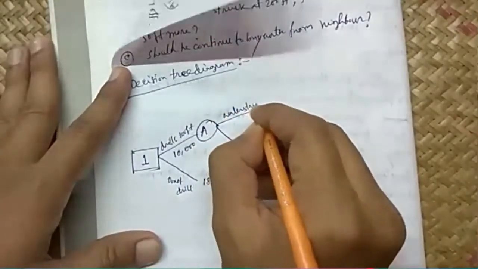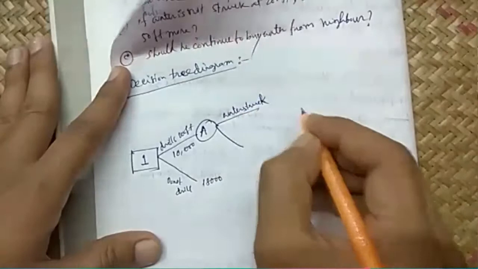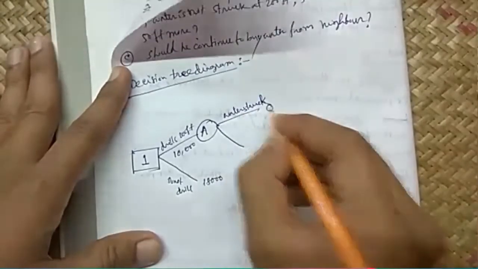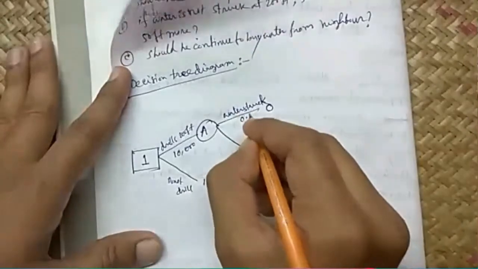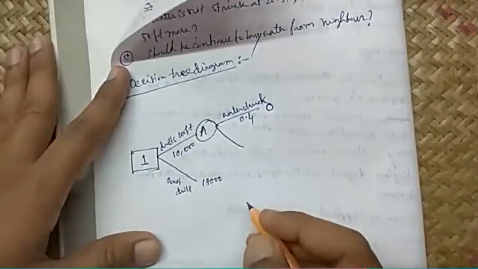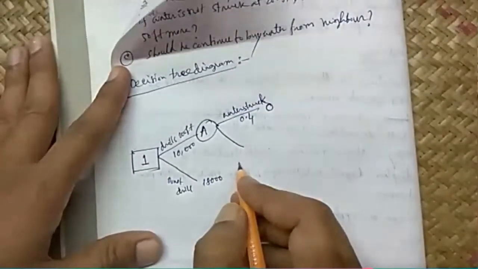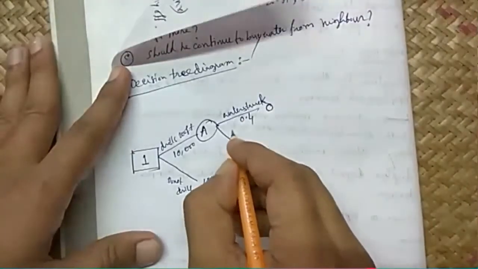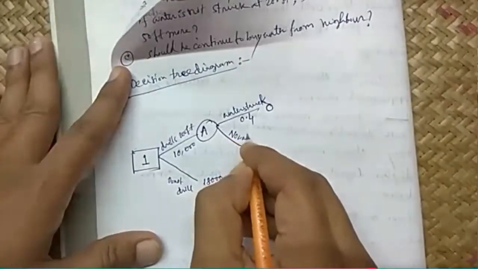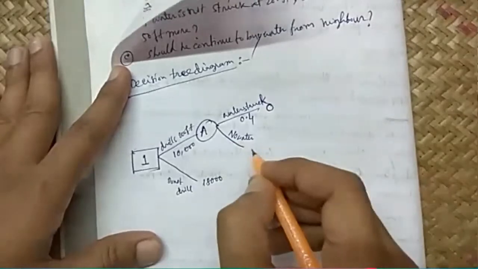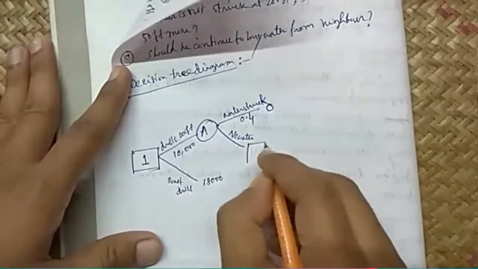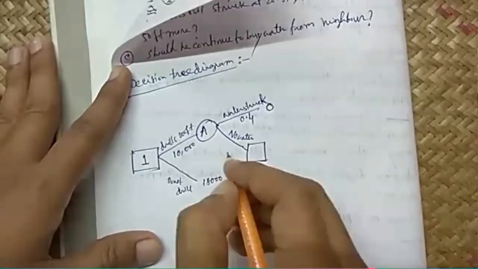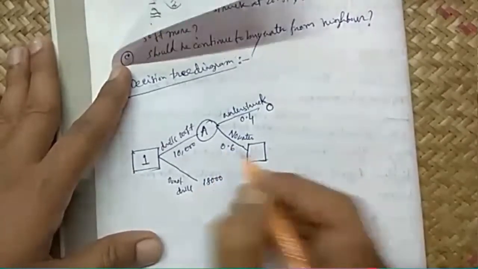Water struck. If water is struck, then there is no cost, so we will write 0, and the probability is 0.4. And here, no water. That is the second option. So here again, there will be a decision node. No water has probability 0.6.